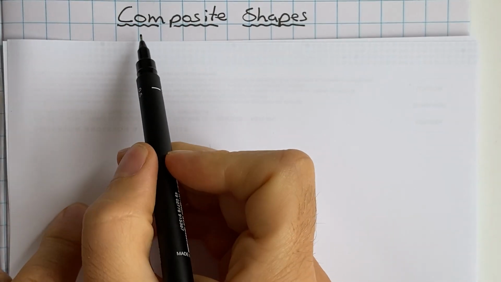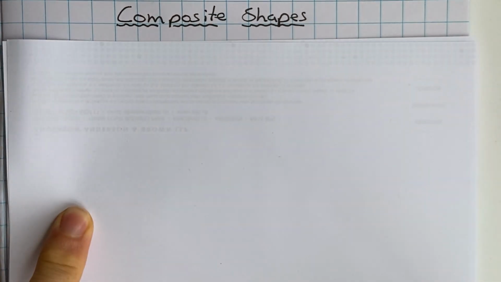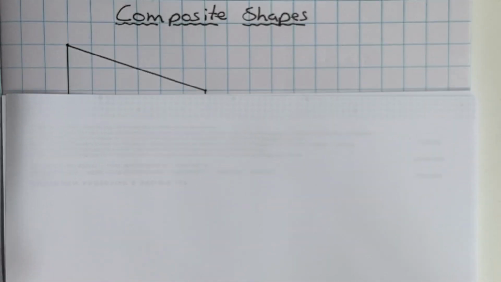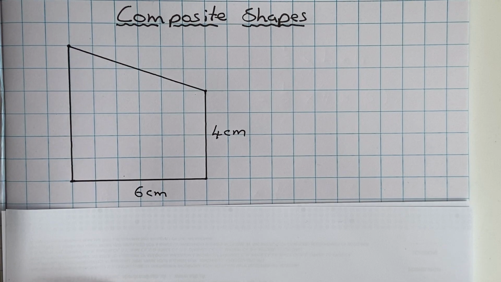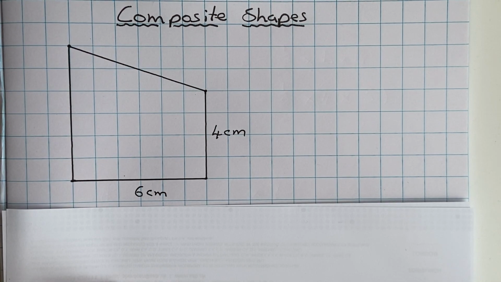Here we're going to look at how we find the area of composite shapes. So a composite shape is one which is made up of two other shapes. Okay.